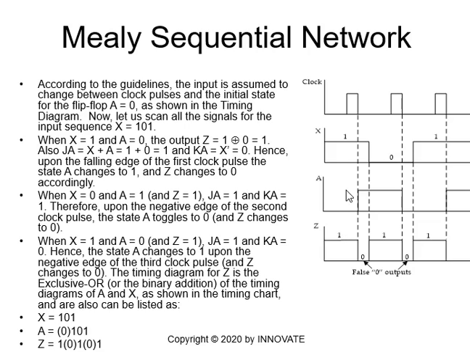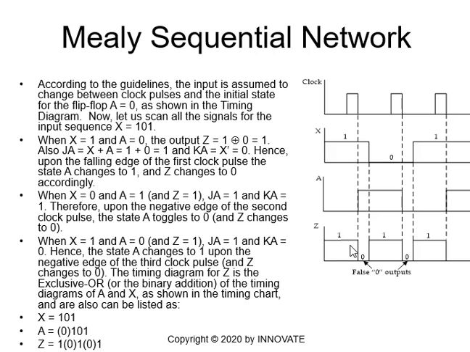A changes only at the edge of the clock, since this flip-flop is negative edge triggered, so it will change at the trailing edge of the clock. So A, which is the output of the flip-flop A, will change at the edge of the clock. Now let's look at the input X. When the input X is 1, A is 0, the output Z is 1 exclusive or 0, which is X exclusive or A, which is equal to 1. So initially Z was 1.